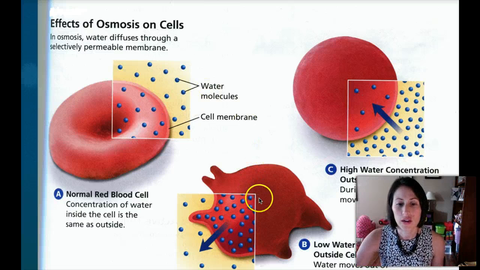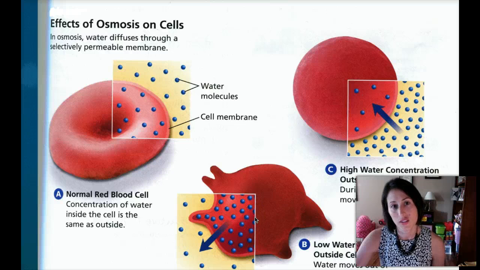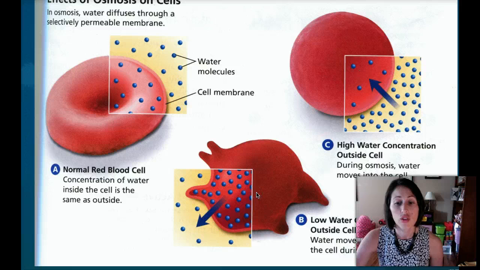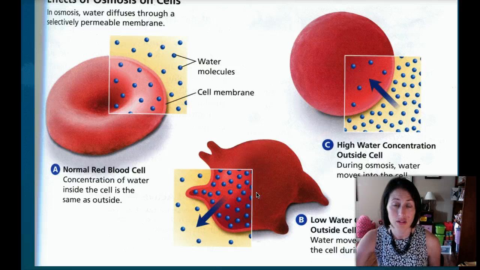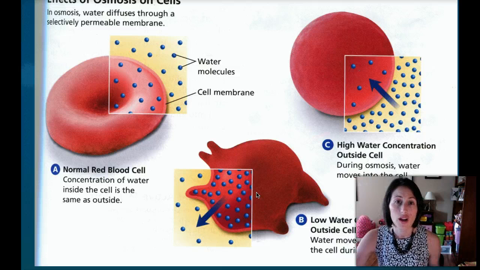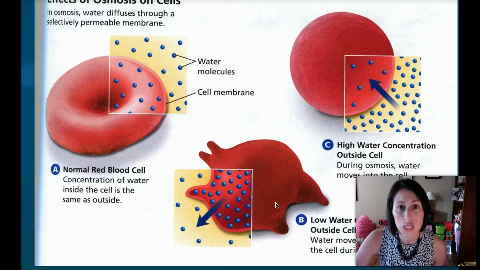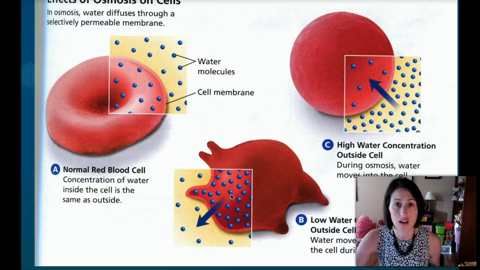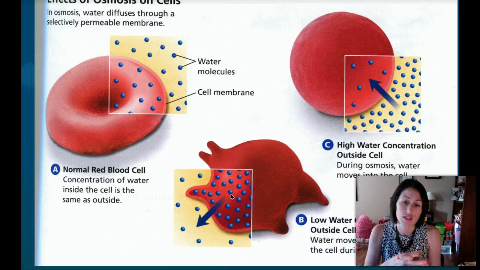If you look over here, this red blood cell doesn't look very healthy. It's actually not. This is where there's a lower concentration of water outside the cell, okay? There's lower water concentration outside the cell. So right now, this cell would be called hypertonic, all right? So when that happens, when the water's leaving the cell, it deflates and it's going to be not very healthy, okay?